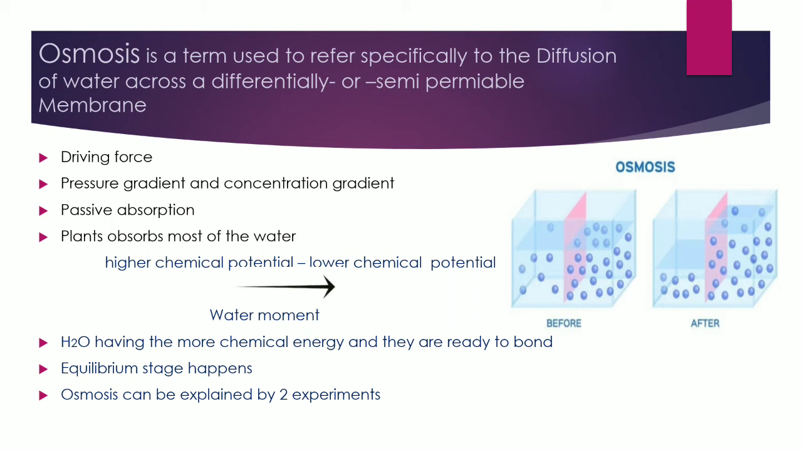Okay, so here the movement is from higher chemical potential, meaning having low bonds, meaning having low solute particles in it, to lower chemical potential, having more solute particles, having the bonding nature of water molecules very low. Okay, this is the process of osmosis.